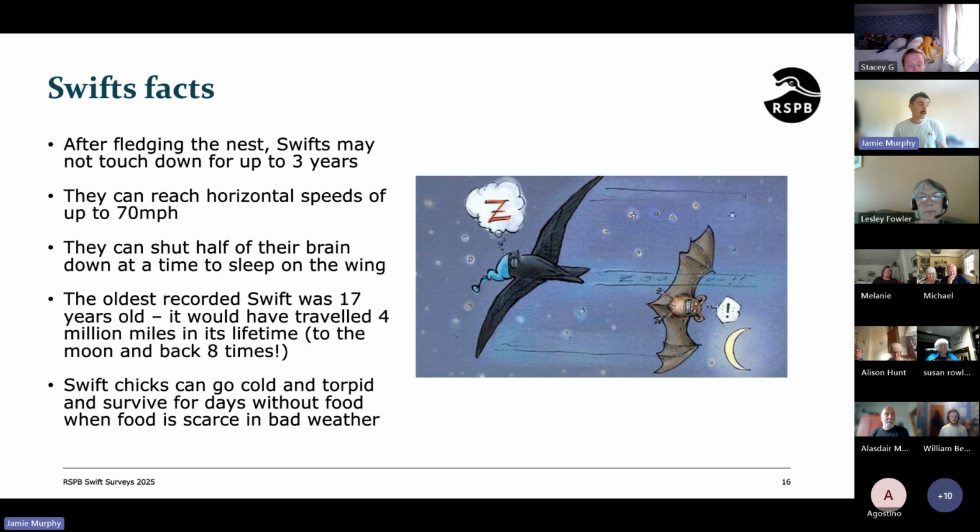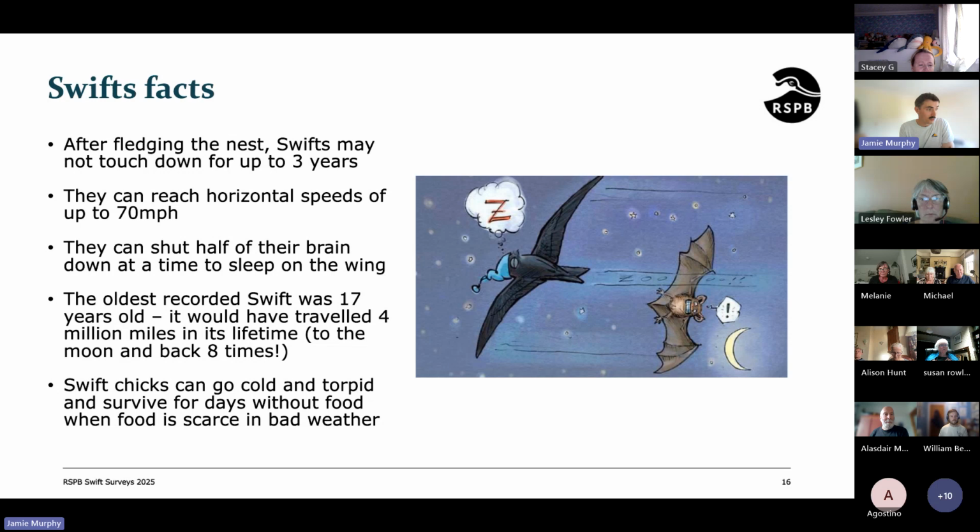They can shut half of their brain down at a time to sleep on the wing. So this means that they can stay airborne all the time without having to land to sleep. The oldest recorded swift was 17. So that swift would have been doing the migration to and from Africa every year. This would have been over 4 million miles in its lifetime, including all of the flying for food, which apparently is the distance to the moon and back 8 times.